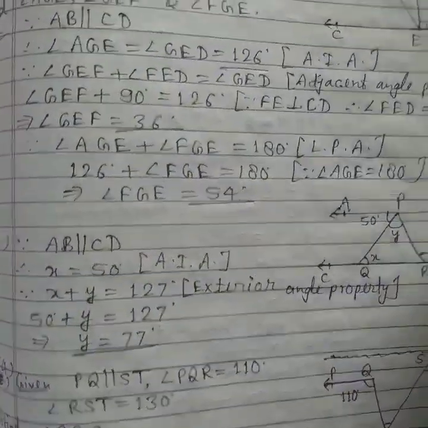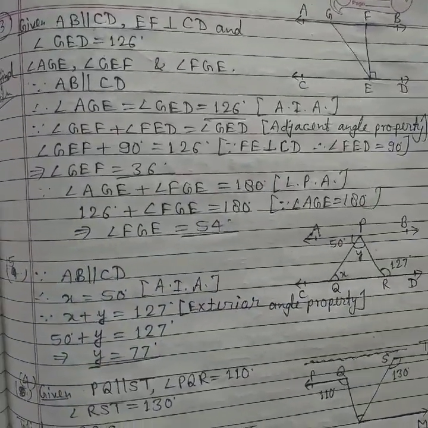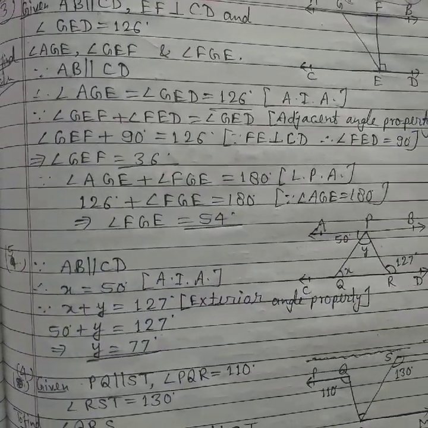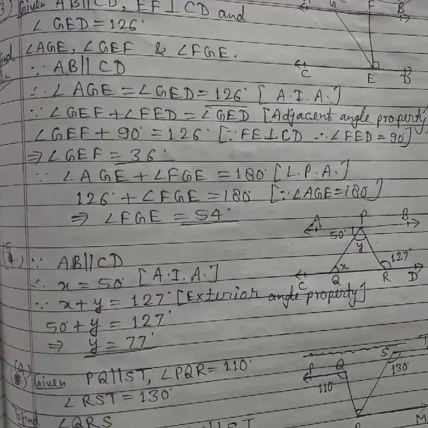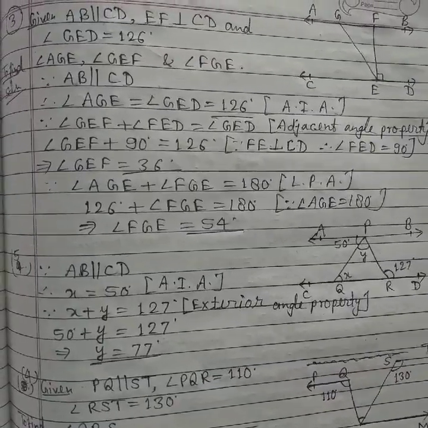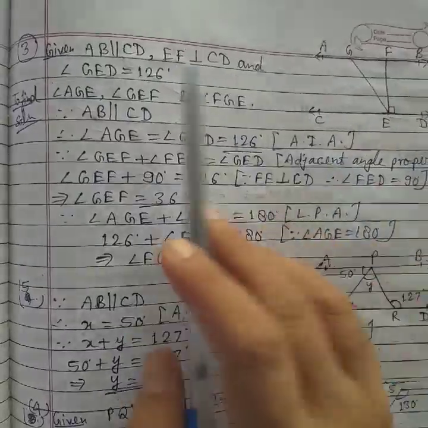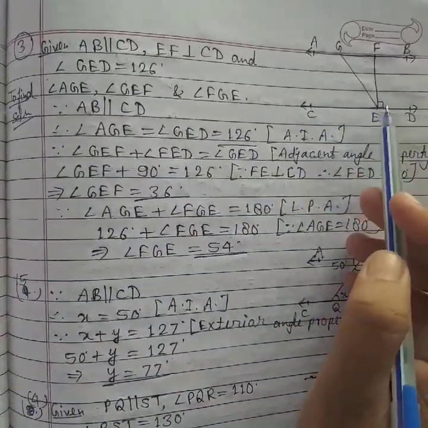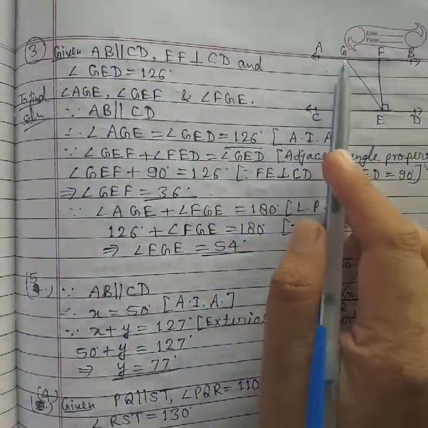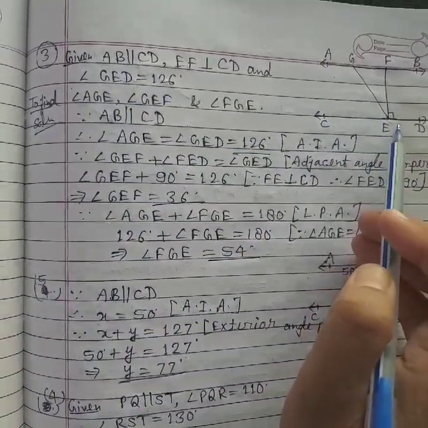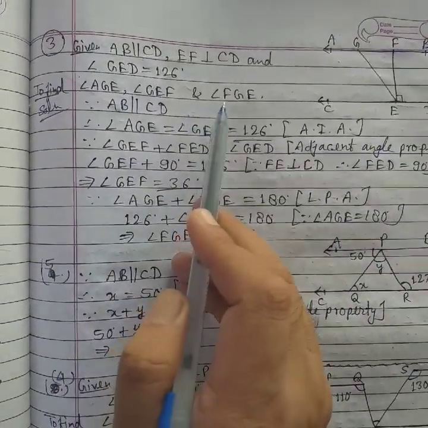Now move to third question. Third question is, in the given figure, if AB parallel to CD, EF perpendicular to CD and angle GED equals to 126 degree, then find angle AGE, angle GEF and angle FGE. So here given AB parallel to CD, these two lines are parallel, and EF perpendicular to CD, that means this angle is 90, okay, and angle GED, this total angle is 126. We have to find angle AGE, angle GEF and angle FGE.